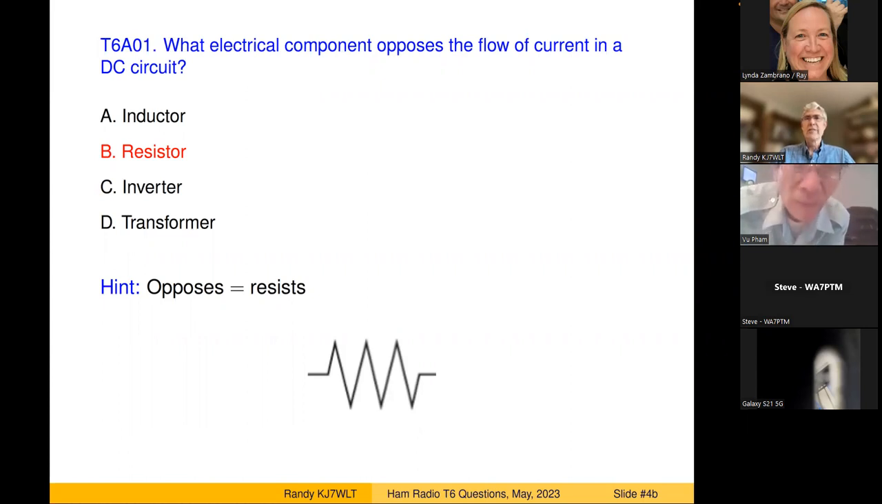Is everyone able to see and hear okay? Let me know if there's any problems with the audio or visual.